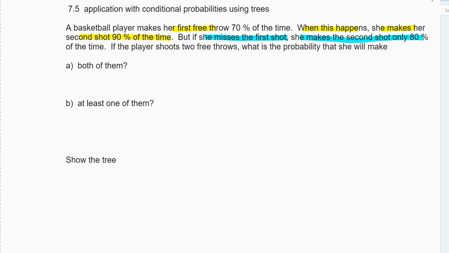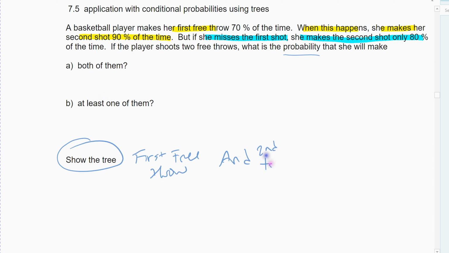So I'm going to set up a tree. Now, you might be able to solve this without a tree, but again, trees just make it easier. It's a way to organize my conditionals and all my outcomes, because we're going to answer these questions. We want to know the probability that she'll make both free throws, and the probability she makes at least one. I'm going to solve these after I set up the tree. So, setting up the tree: she has her first free throw, and then the second, then all outcomes. So it is a probability distribution.